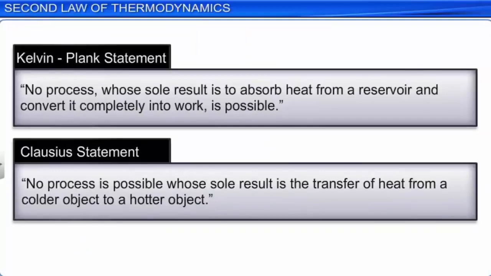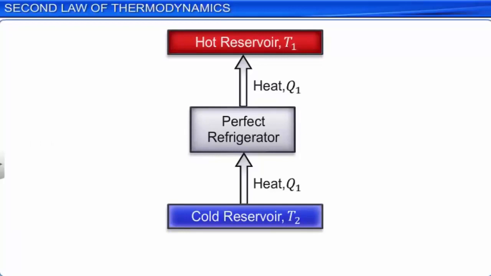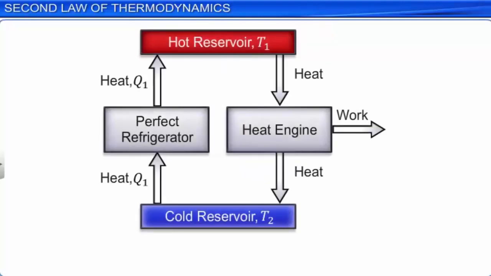Let us assume that the statement given by Clausius is wrong, and there exists a perfect refrigerator that absorbs Q1 heat from a cold reservoir at temperature T2 and releases the same to a hot reservoir at a temperature T1. Let there be a heat engine working between the same two temperatures T1 and T2. Let us also assume that this heat engine absorbs heat energy of Q1 plus Q2 from the hot reservoir, does some work W, and returns heat Q1 to the cold reservoir.